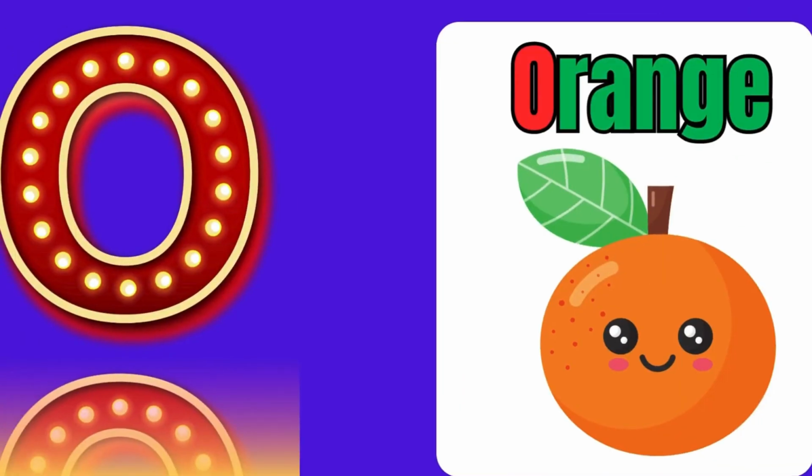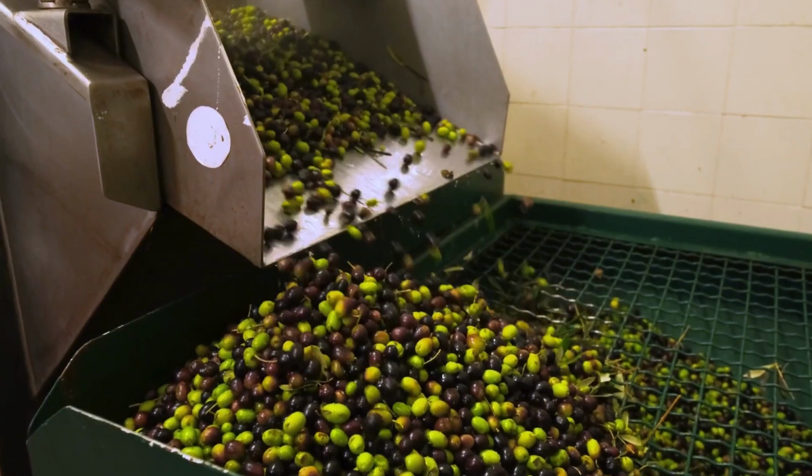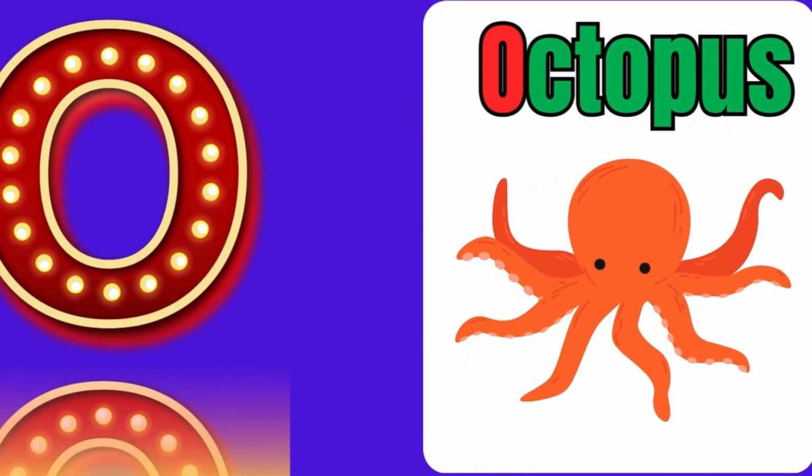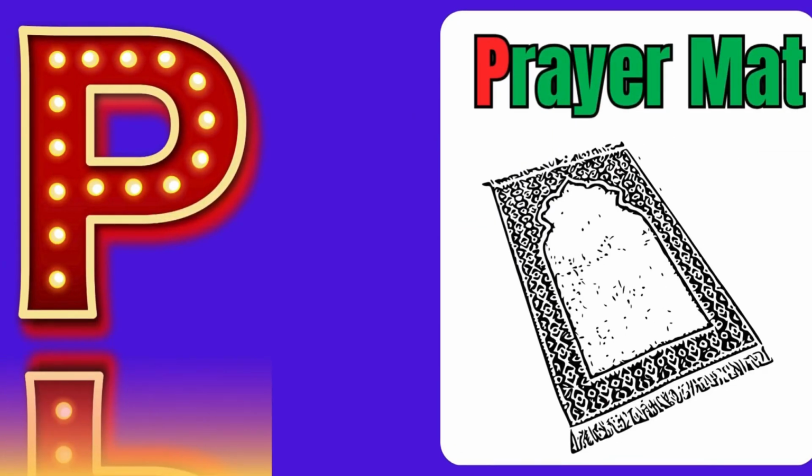O is for orange. O is for olive. O is for octopus. P is for prayer mat.